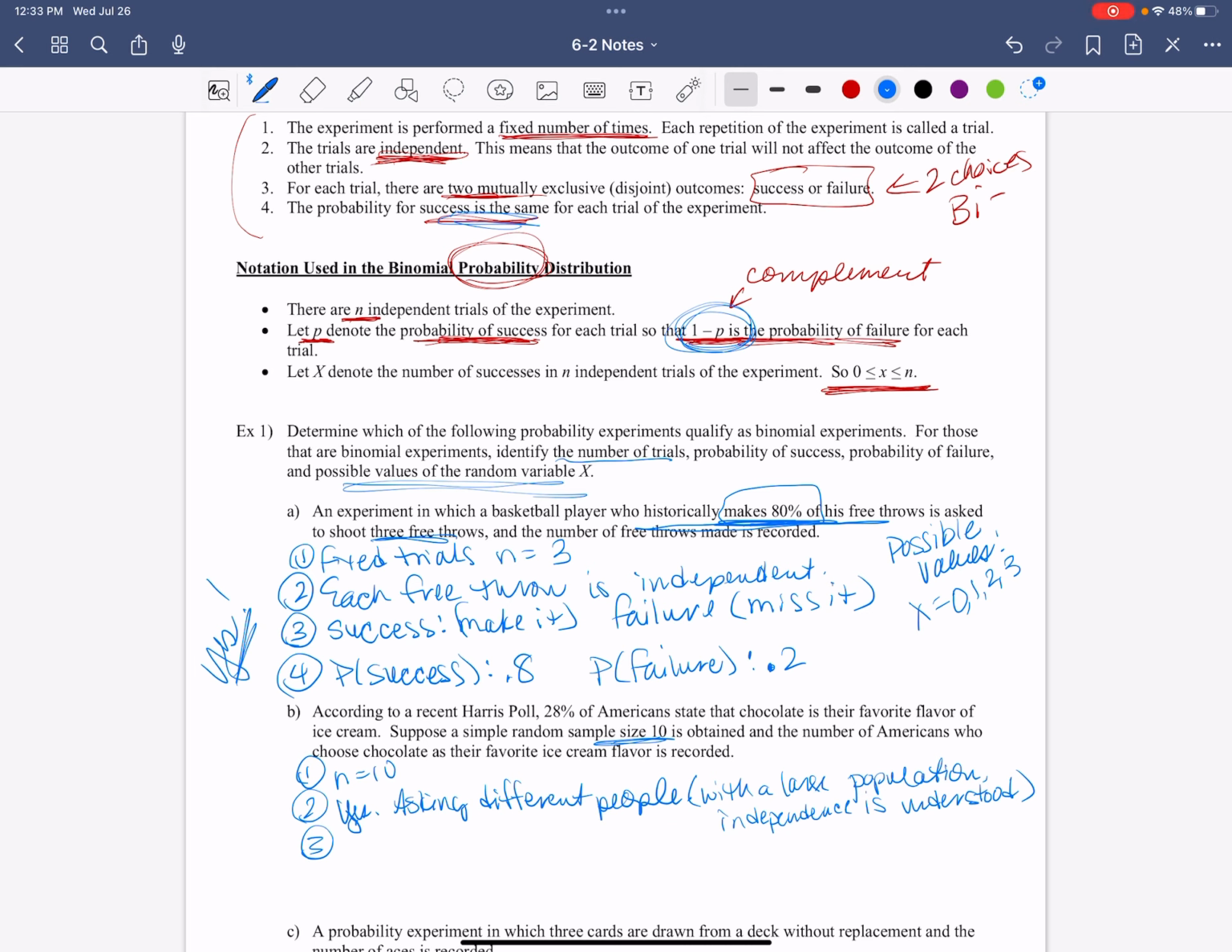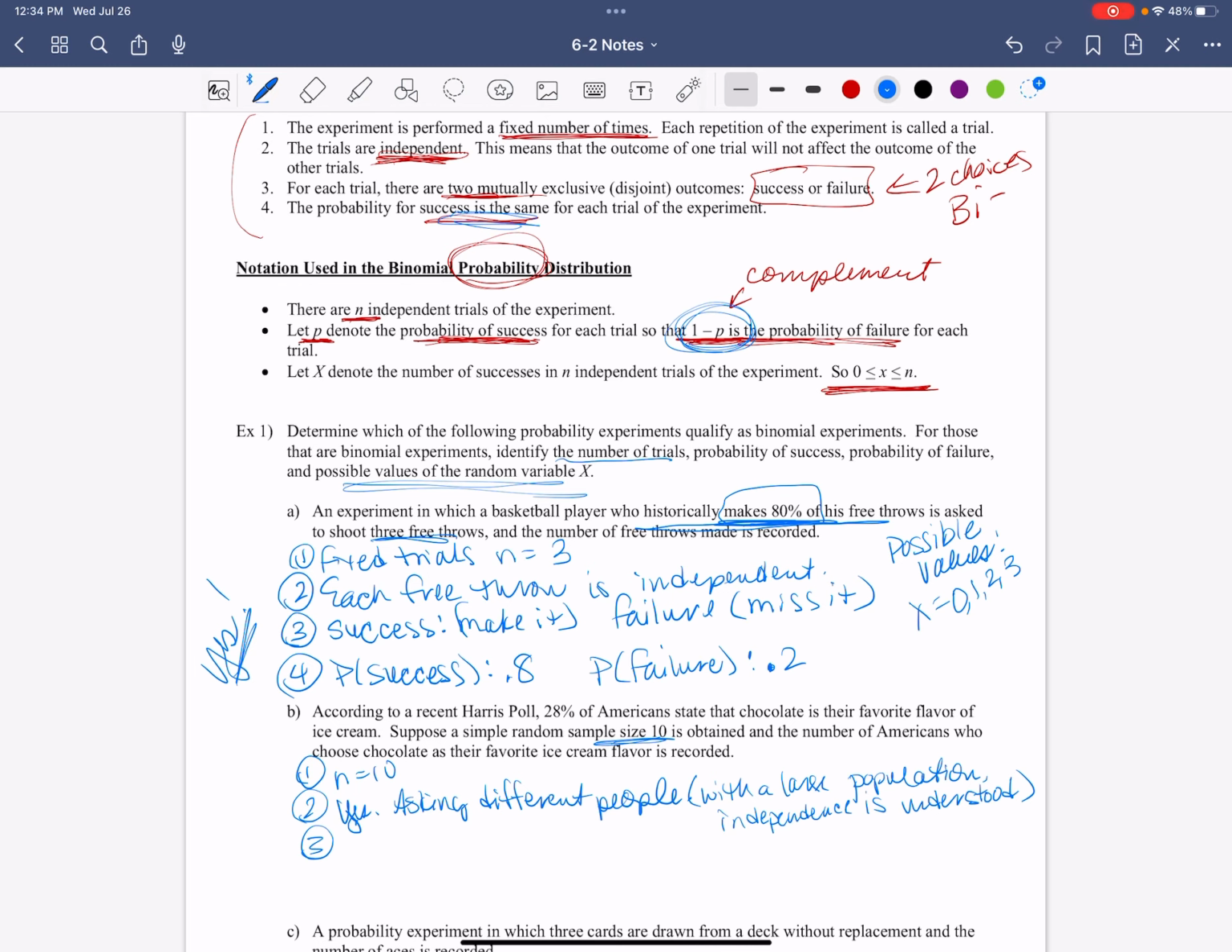This is not an open-ended question. They're not saying, we're going to go out and ask people, what is your favorite ice cream? That's not what's being asked here. What's being asked is, is chocolate your favorite? That is binomial. Do you see the difference? If it just says, I'm going to go out and ask, what is your favorite ice cream? Nope, not happening. But this one is legit.